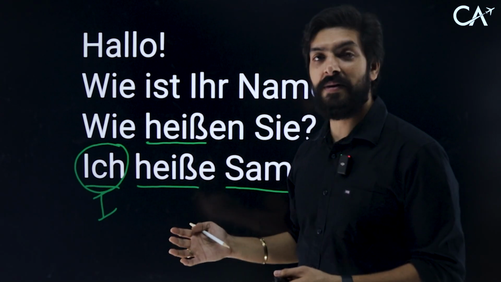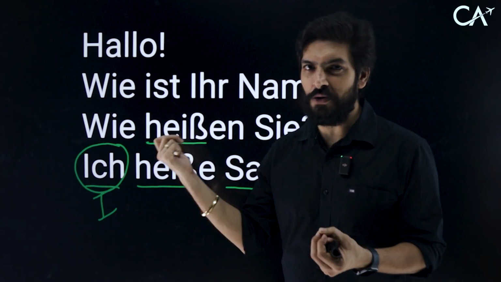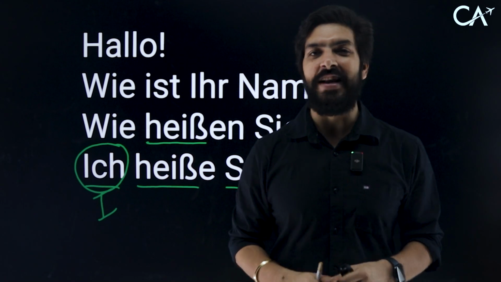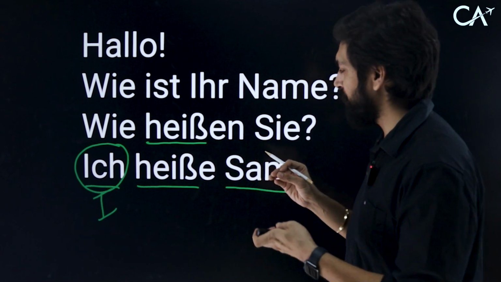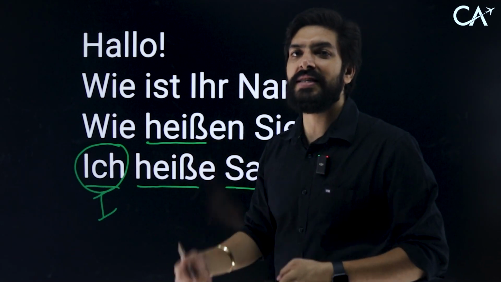Hallo, wie ist Ihr Name? Wie heißen Sie? Ich heiße. Amazing phrases, right? You can already use good phrases and speak and flaunt in front of your friends. Don't do that yet. Otherwise, they'll ask you something and you'll say, I don't know, right? So try to remember this. Ich heiße Sam is I am called Sam.